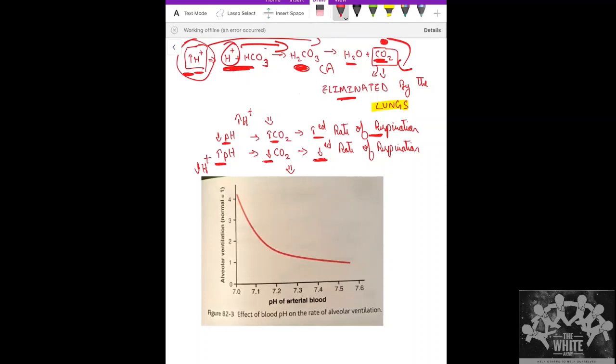When there is a decrease in the rate of respiration, there will be CO2 retention. This CO2 retention will increase the H plus ion concentration. That is what we see in this graph as well. As the pH decreases, there will be an increase in the rate of ventilation. As the pH decreases, the rate of ventilation sharply increases. That is what we see in this graph.